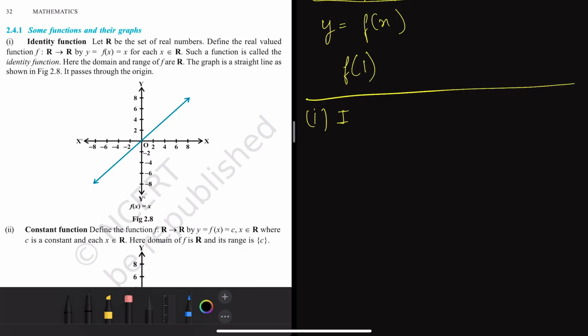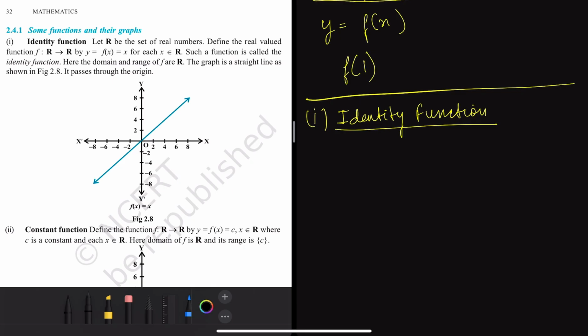So the first type of real valued function is the identity function. From the name itself you can tell what an identity function is: what is the identity of something. If I am someone, my identity is me, right? I will define myself and say that this is my identity. So an identity function is when y is equal to x.